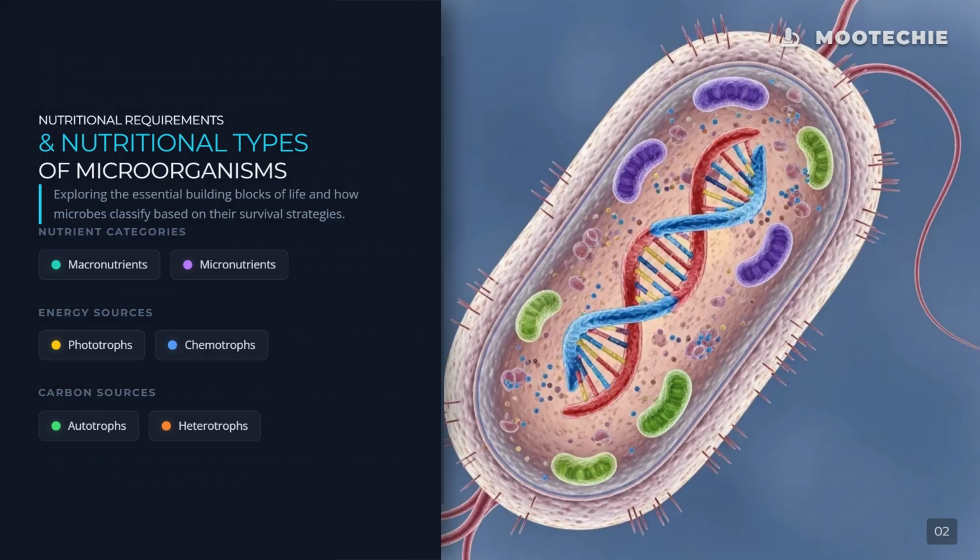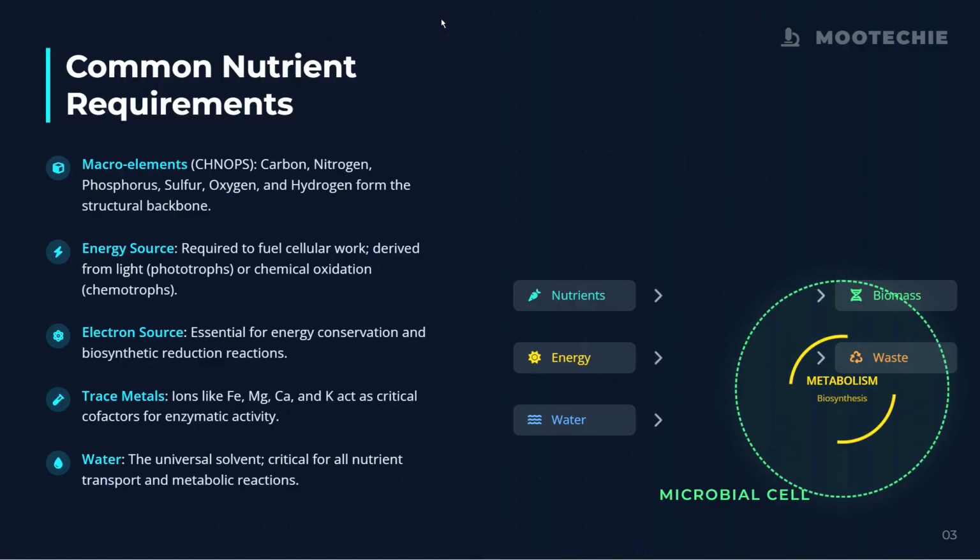Now let's look at the common nutrient requirements for microorganisms. First, we have macroelements, often remembered by the acronym CHONPS. These are carbon, hydrogen, nitrogen, oxygen, phosphorus, and sulfur. They form the structural backbone of all cellular components.